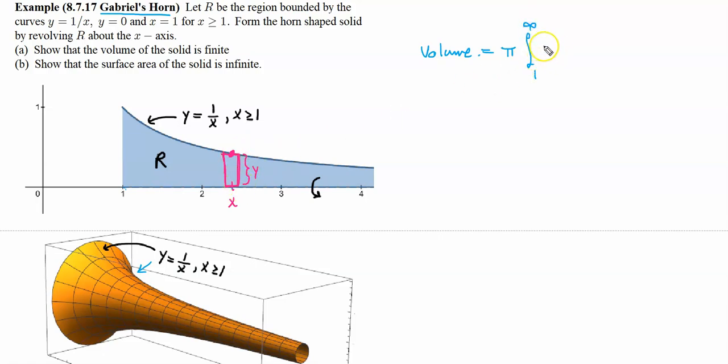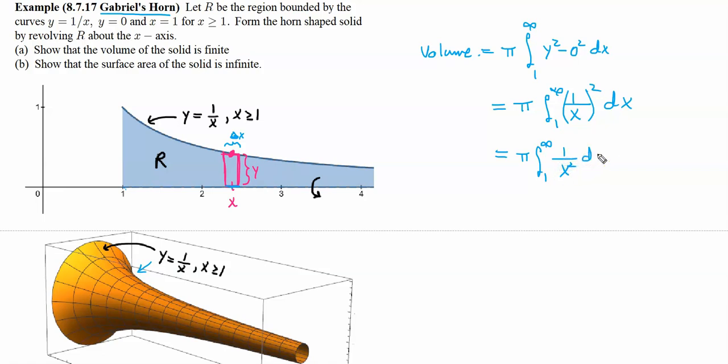The outer radius is y squared minus the inner radius, well, it's always 0, right? dx, right? This has a little thickness here, delta x. And now we have to put everything in terms of x's, so this is going to be pi integral 1 to infinity 1 over x, that's the y, squared, right? We square that, dx. And so then this is pi integral 1 to infinity 1 over x squared dx.